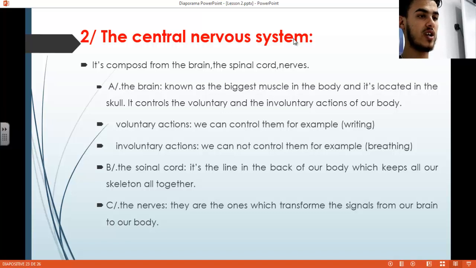Voluntary actions, we can control them, for example, writing or speaking or listening to anybody who is talking. And non-voluntary actions, we cannot control them or even feel them, and they happen non-voluntarily, for example, breathing or sleeping. B. The spinal cord. It is the line in the back of your body which keeps all your skeleton together, in Arabic we say al-amud al-fiqri. C. The nerves. They are the ones which transmit the signal from our brain to our body.